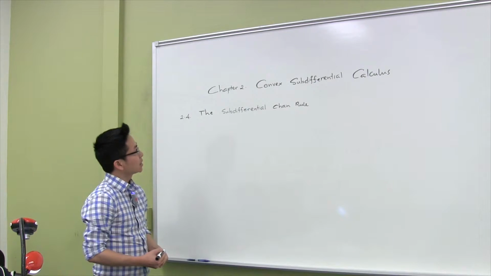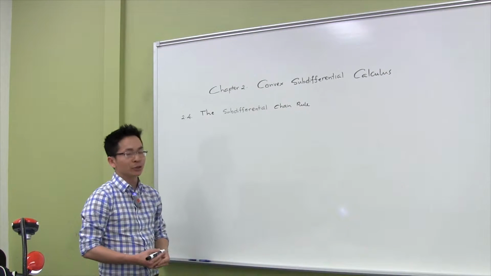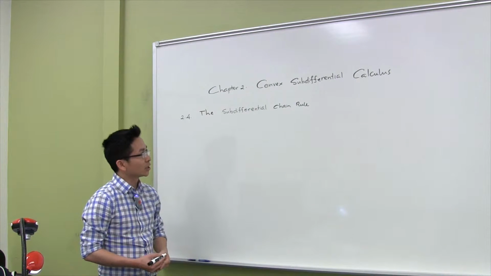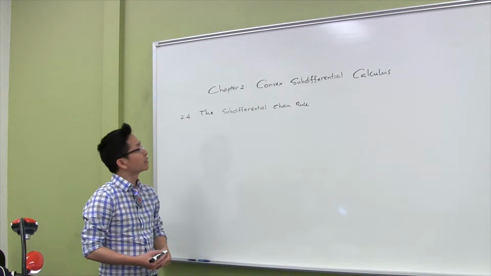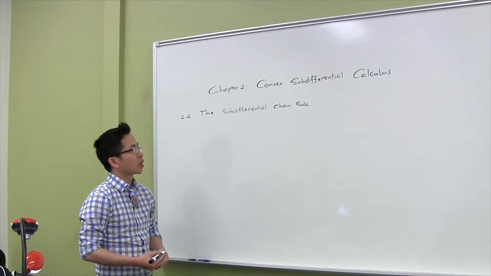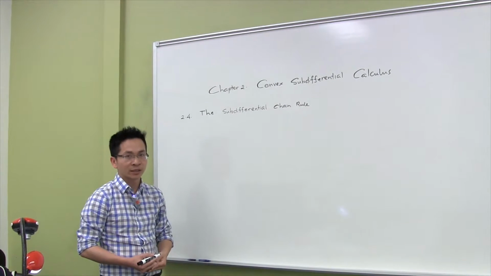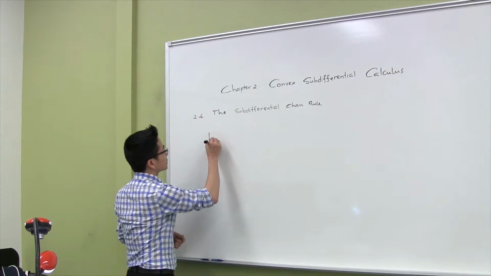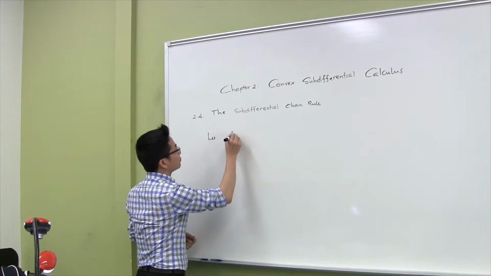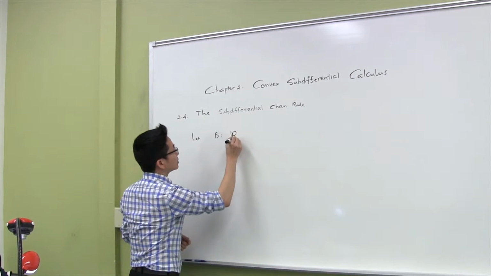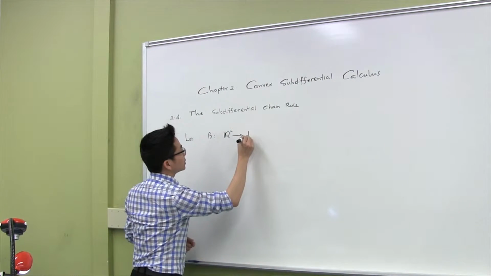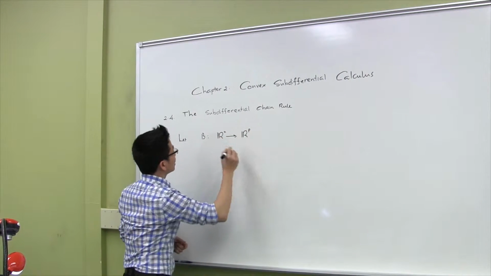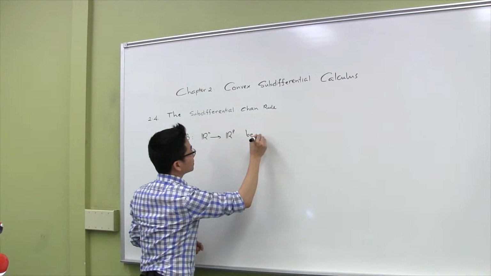In today's lecture, I'm going to talk about the subdifferential chain rule. The goal of the lecture is to derive a subdifferential formula for the composition of a convex function and an R-phi mapping. So let B from Rn to Rp be an R-phi mapping.